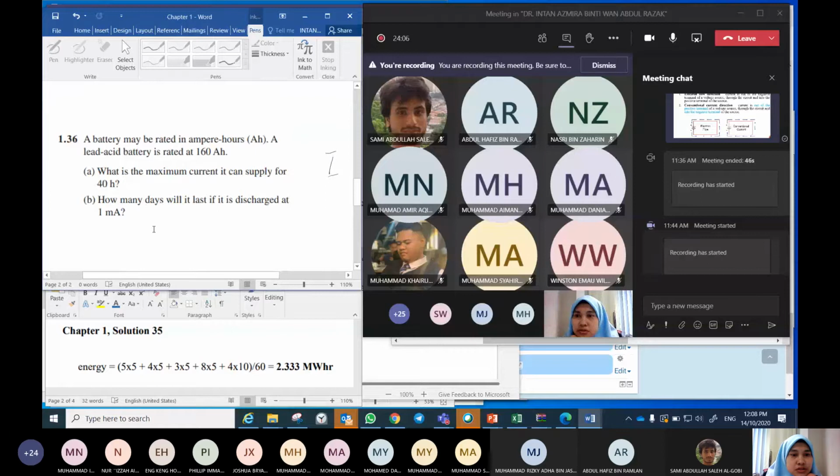Okay, we go to the next question. A battery may be rated in ampere hours. A lead acid battery is rated at 160 Ah, ampere hours. What is the maximum current it can supply for 40 hours?